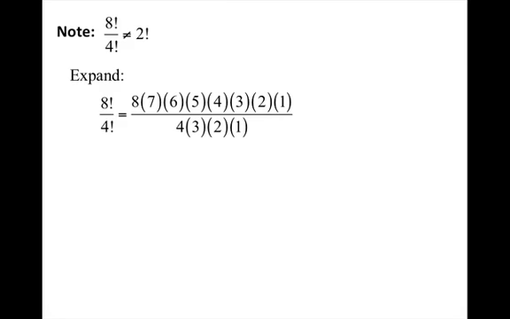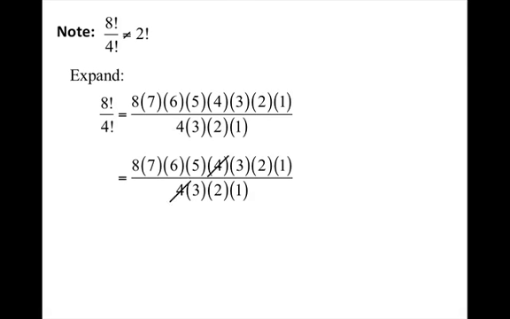And a special note, if I have 8 factorial divided by 4 factorial, I cannot reduce the 8 and the 4. I can't divide the 8 by 4 and get 2 factorial. Let's look at why. First, if I expand the 8 factorial and the 4 factorial, 8 factorial is 8 times 7 times 6 times 5 times 4 times 3 times 2 times 1. 4 factorial is 4 times 3 times 2 times 1.